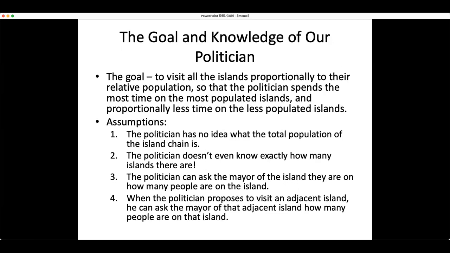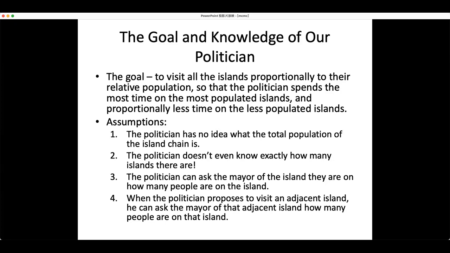So, what is our goal? Our goal is to visit all the islands proportionally to their relative population, so that the politician spends more time on the more populated islands and less time on the less populated islands. After all, the politician only has a limited amount of time, right?